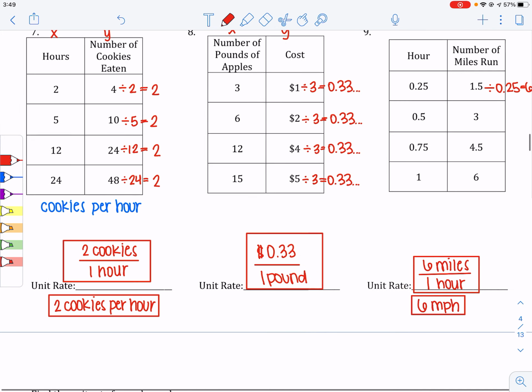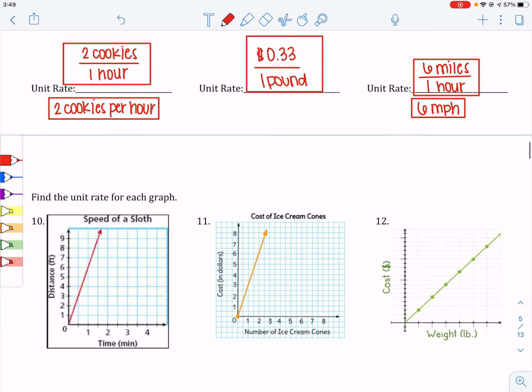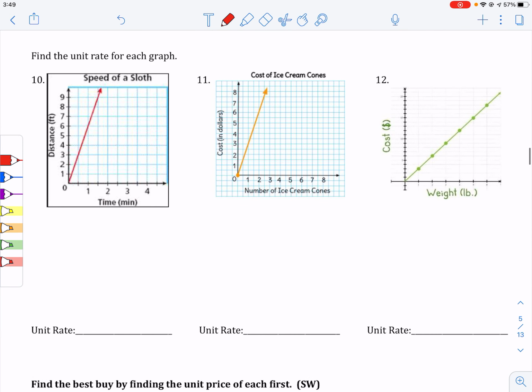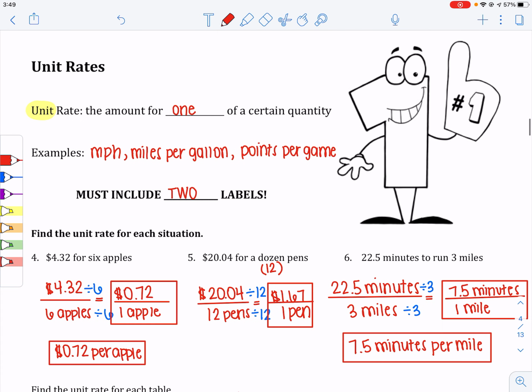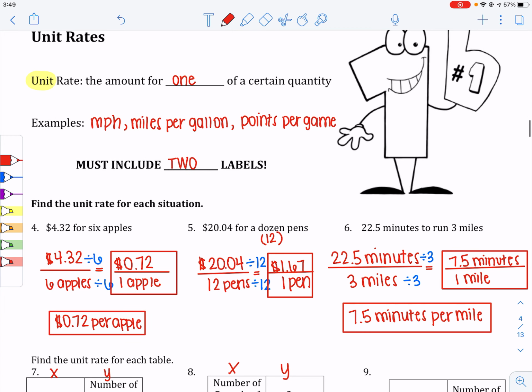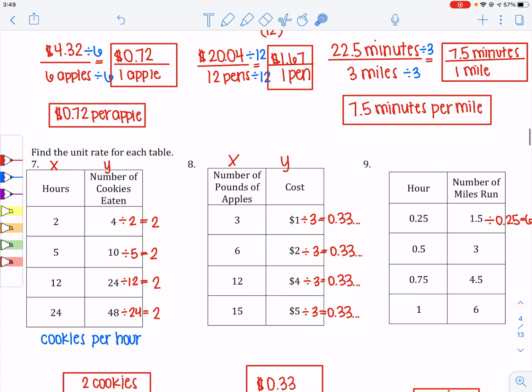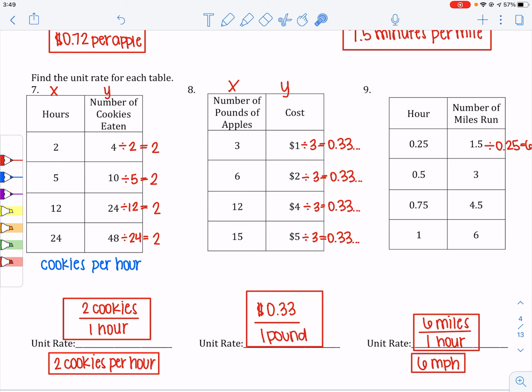All right, great. And then one more way we're going to look at this, and we're just going to look at the graphs here. When you're looking at your graphs, again, when you're doing unit rates, your second value is always going to be a 1. And notice here our second value, we did y divided by x, so x was the second value.